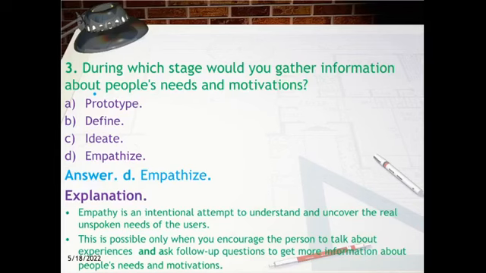3. During which stage would you gather information about people's needs and motivations? Prototype. Define. Ideate. Empathize. Answer: D. Empathize. Explanation. Empathy is an intentional attempt to understand and uncover the real unspoken needs of the users. This is possible only when you encourage the person to talk about experiences and ask follow-up questions to get more information about people's needs and motivations.